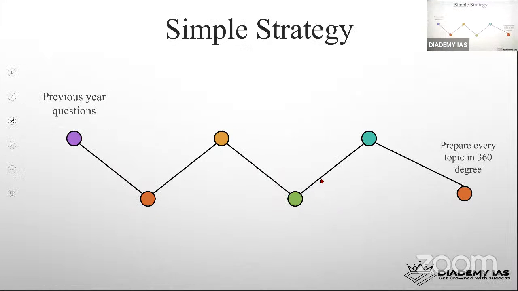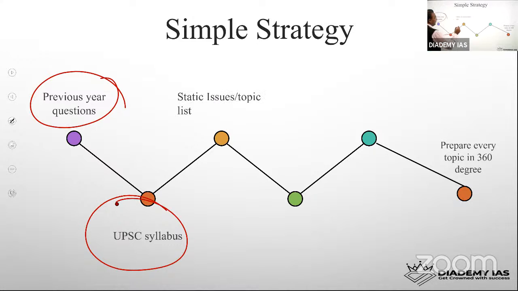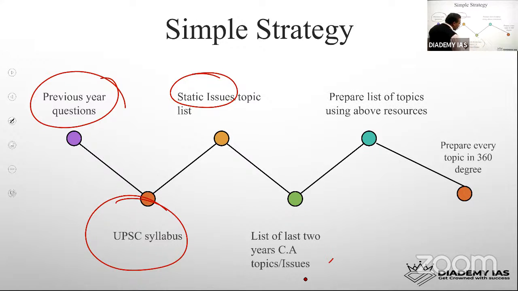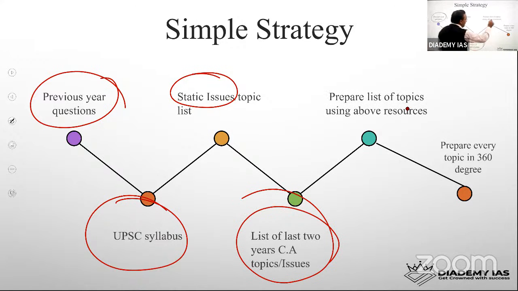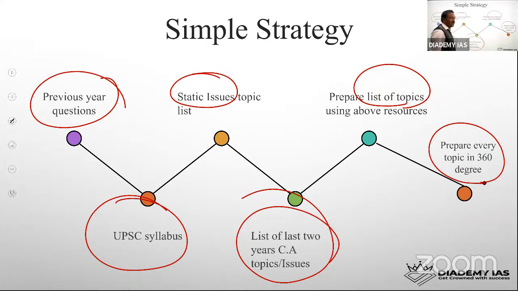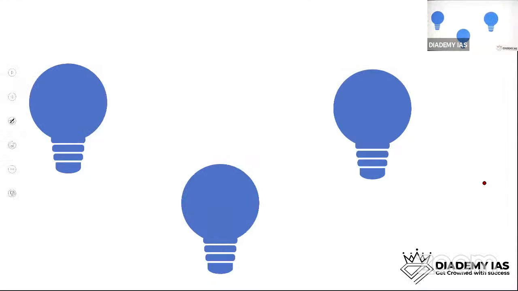Now, what is the systematic way of preparation? You should look into the previous year questions, UPSC syllabus. Based upon this, you identify the list of the static topics. Then go to the last 2 years current affairs topics, prepare the list of those topics, and then prepare every topic in the 360-degree manner. What is the meaning of 360-degree manner, that I will tell you.